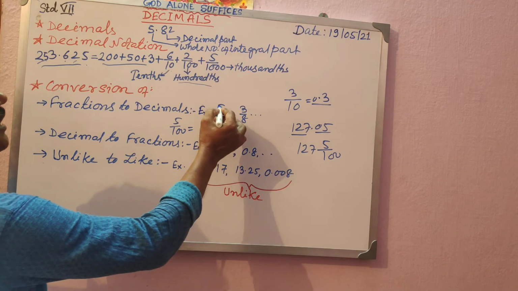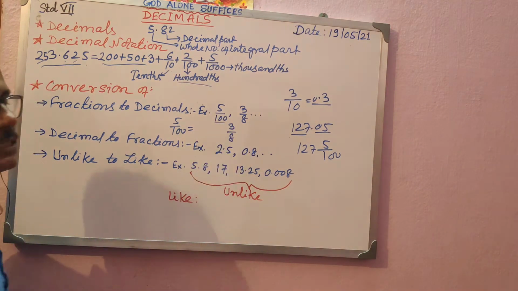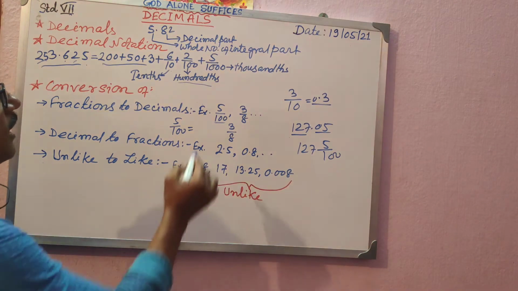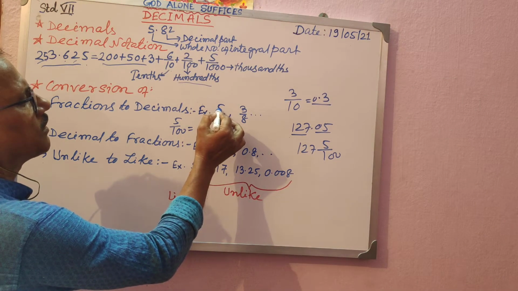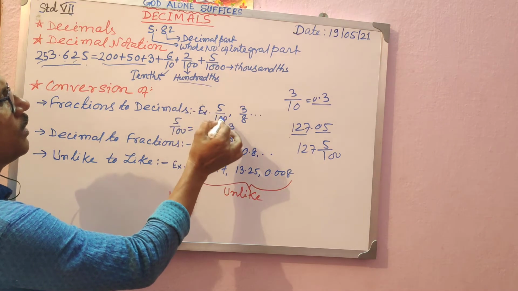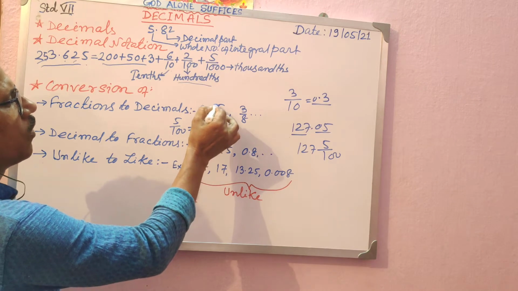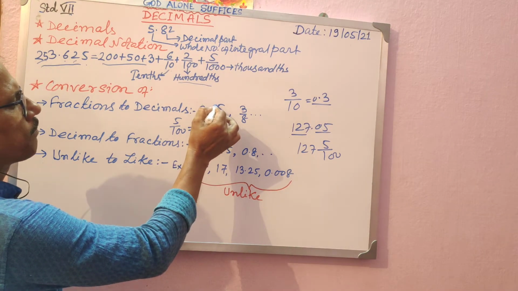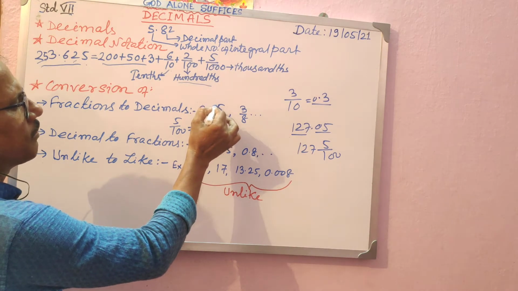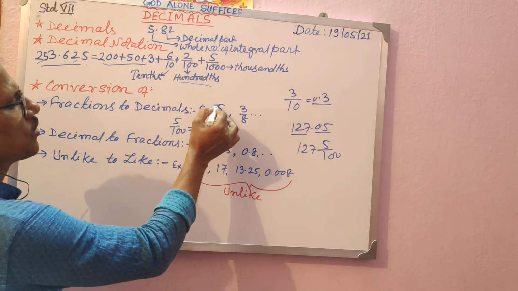See 5 by 10, how will you convert it to decimal? As many zeros as there are in the power of 10, the digits of the numerator move that many places to the left. So here, with one zero, you move one place, but in the case of 5 by 100, two zeros are there, power 2, so it will be 2 digits.